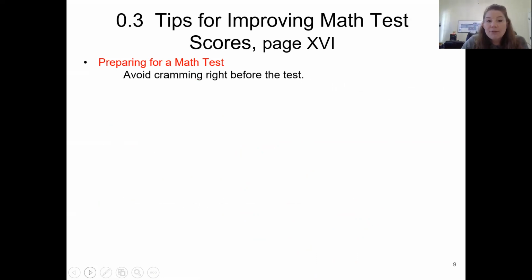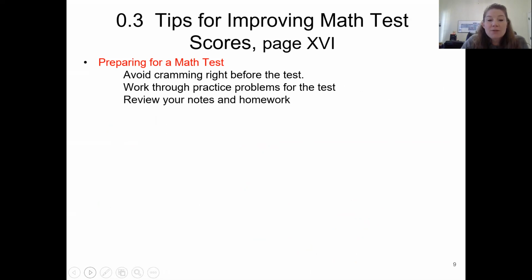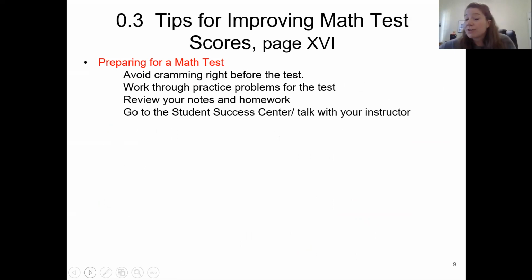Avoid cramming right before the test. That means that you need to study along the way. Work through practice problems for the test, review your notes and homework, go to the Student Success Center and talk to your instructor. Now, your Student Success Center is now online, so you guys wouldn't literally go there, but you could definitely get on the tutoring site.